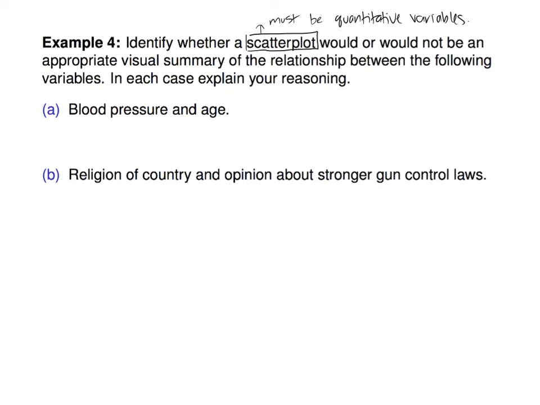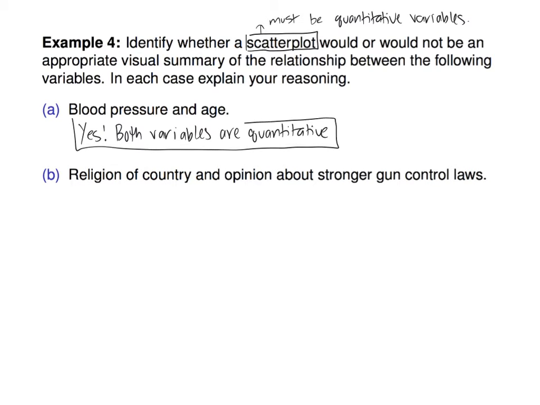Okay, so blood pressure and age, are both of those variables quantitative? Yes, both variables are quantitative. And just for kicks, you could ask yourself, is it likely to be a positive association, negative association, or none? So as age increases, what tends to happen to blood pressure? On average, it tends to go up. So this will probably be a positive association.